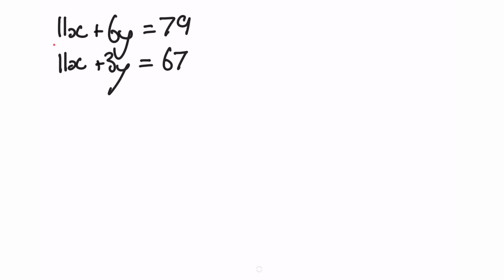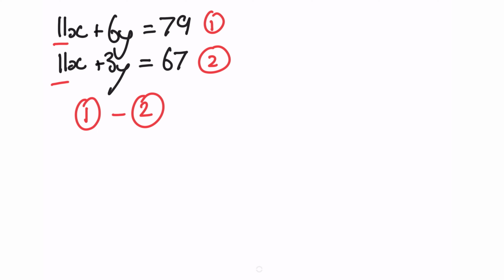For the first example, we have 11x plus 6y and 11x plus 3y. As you can see, the coefficient of the x in both equations is the same. This is our first step to solving our simultaneous equations. The next thing we want to do, once those two coefficients are the same, is subtract one equation from the other. In this case, I will do the first equation minus the second equation.